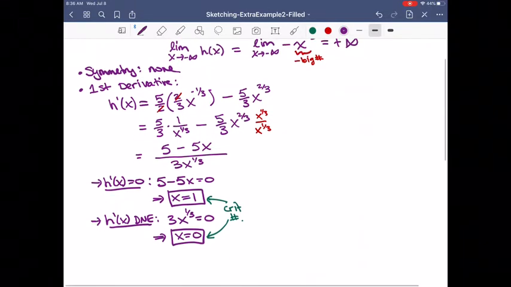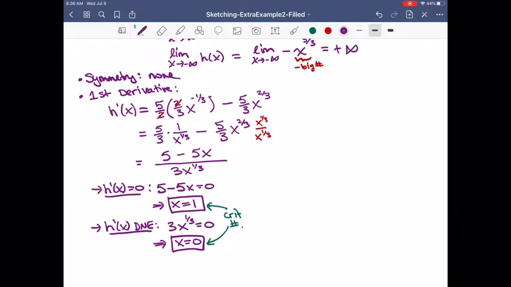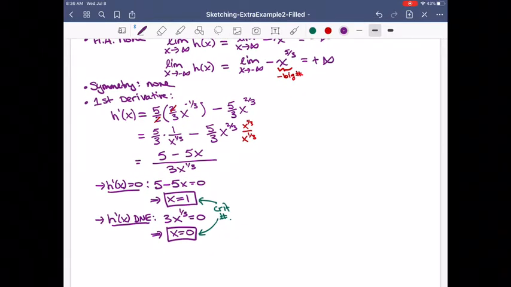So I'm going to put them on a number line. I guess I maybe have room to do that right here. Okay, so we put them on our number line. We split at 0 and at 1.